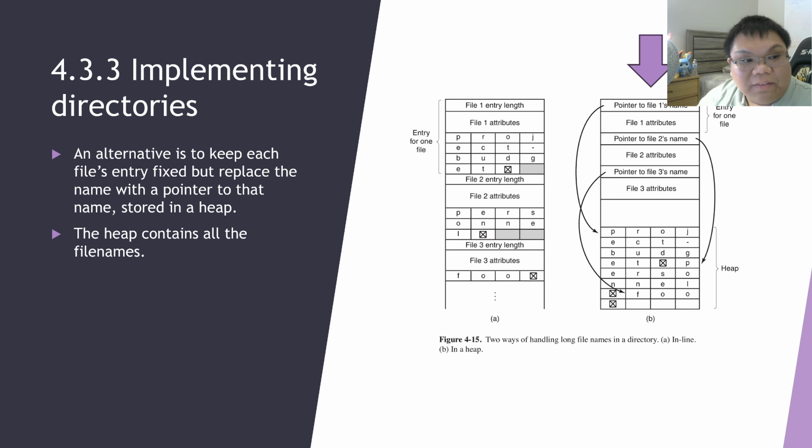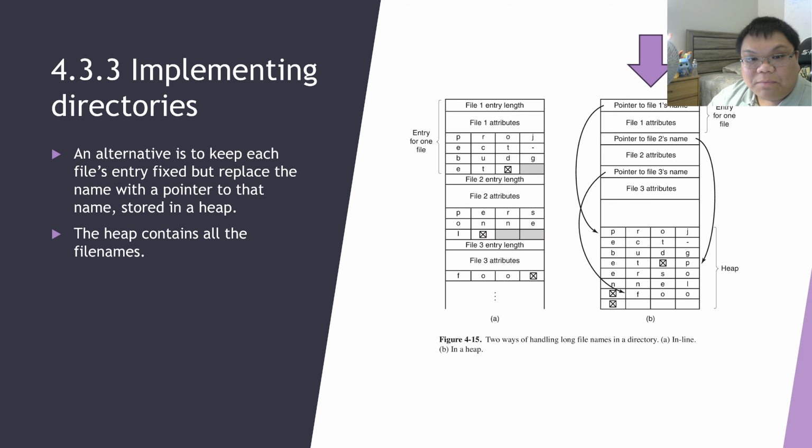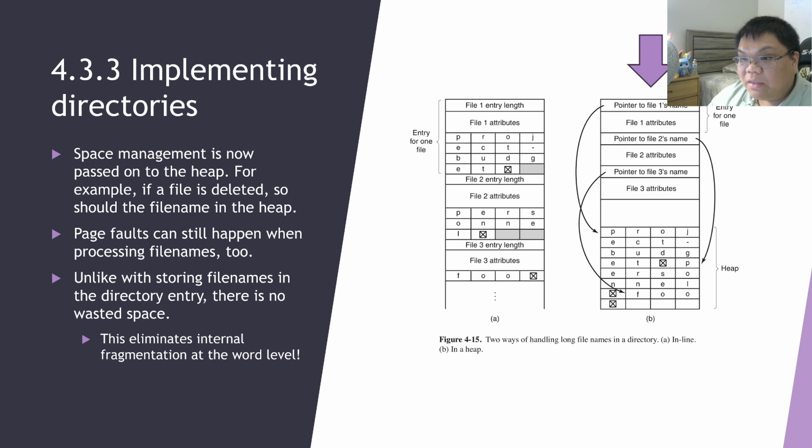So again, the alternative to having directory entries be as large as they need to be is to keep directory entries all at a fixed size. Don't store the name in there. Store a pointer to where the name is actually stored, and that location is the heap. And now you've passed the issues of space management to the heap. For example, if you delete a file, you now have to delete the name for that file from the heap.